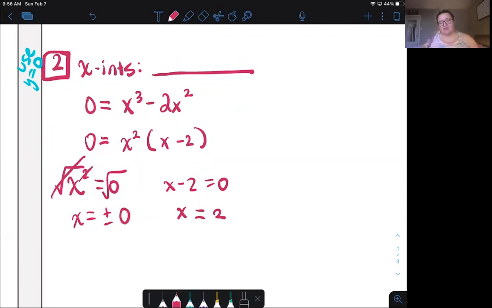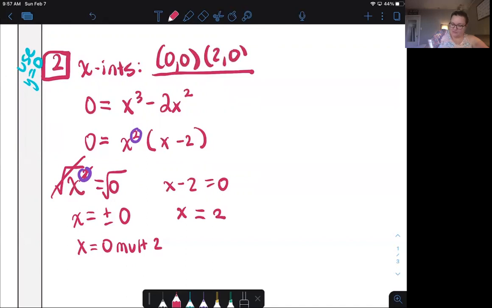When I square root something, I get 2 answers, plus or minus 0, but plus and minus 0 is just 0, which tells me that because this was x squared, this 0 happens twice. So x equals 0 with a multiplicity of 2, and then x equals 2. So my x-intercepts are (0, 0) and (2, 0).